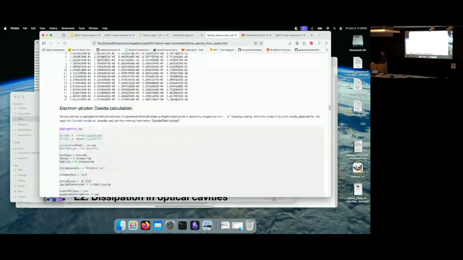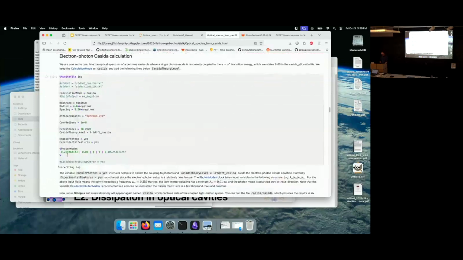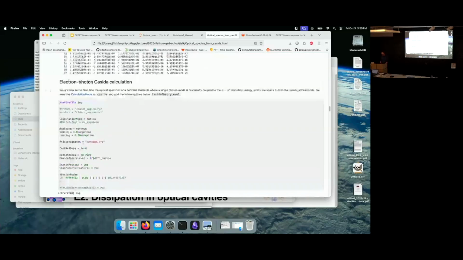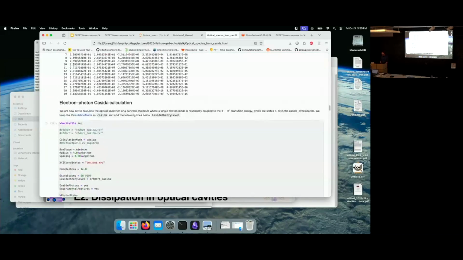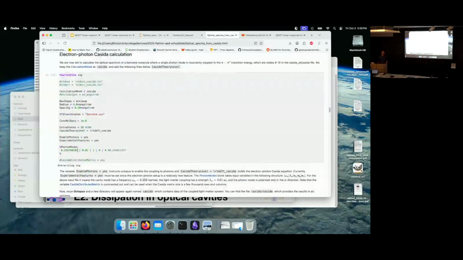And then what will happen if we do the electron-photon calculation? Here, we have to specify where we want to put the photon mode. So what we do is couple it in resonance to that transition, transition 9 and 10 here, which has the frequency around 0.259. For the photon mode, we use a frequency, so we tune the frequency of the cavity mode in resonance here. That's what we do here. Then we have lambda, the coupling strength.